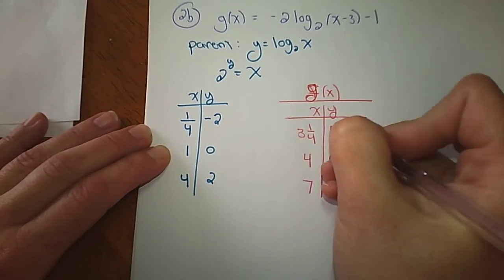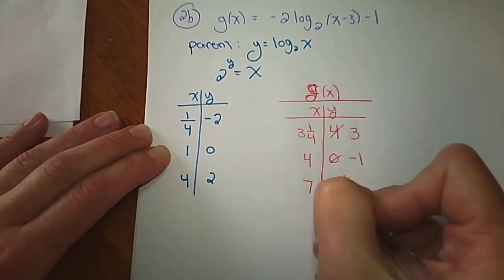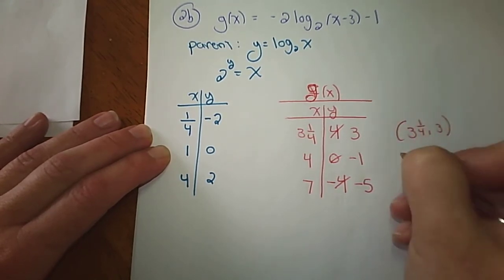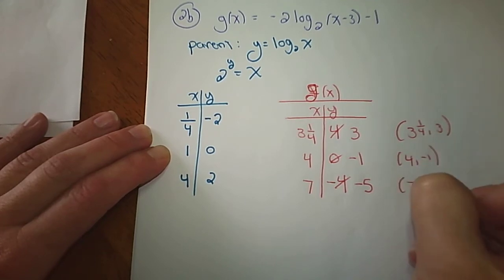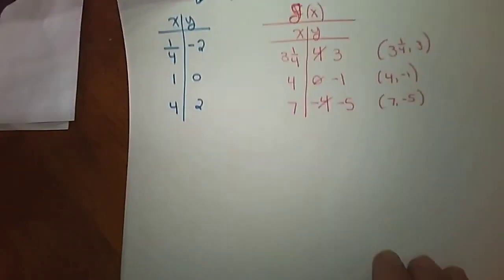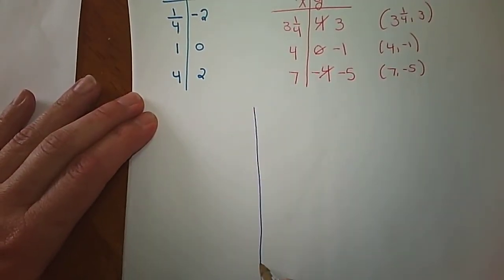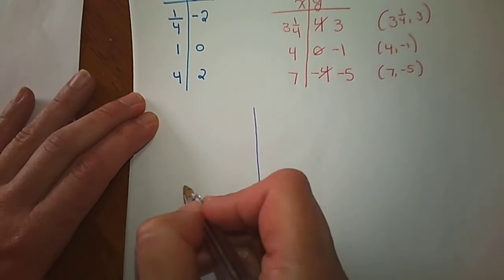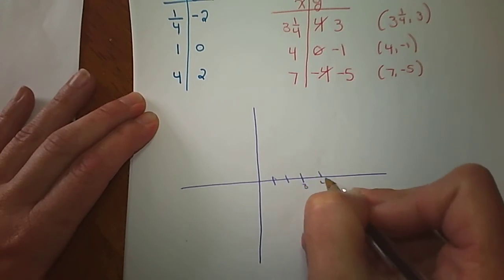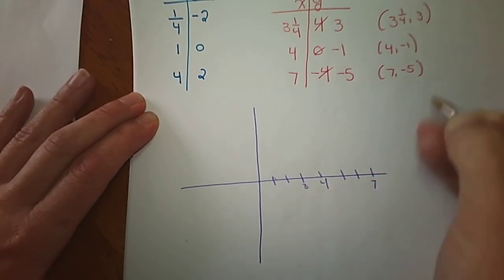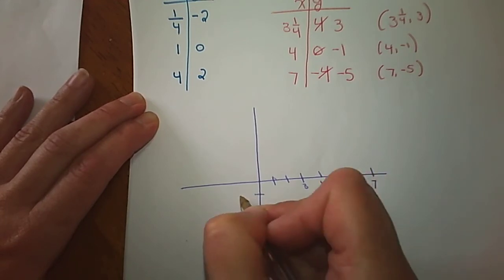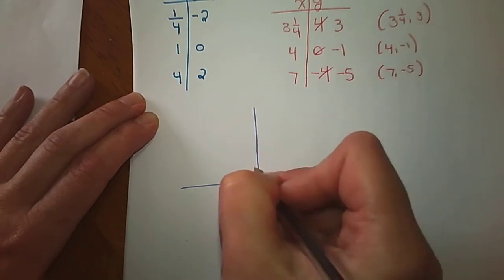And then subtract 1 from each of the y's. So this becomes 3 1/4, 3. 4, -1. 7, -5. All right, so let's graph this sucker. We're really big here. So I've got to go out to 7 and down to -5. 1, 2, 3, 4, 5, 6, 7, and -5. 1, 2, 3, 4, 5, -1, and 1, 2, 3.